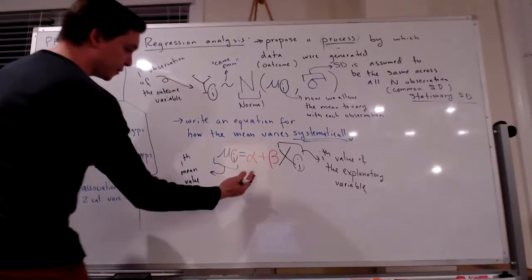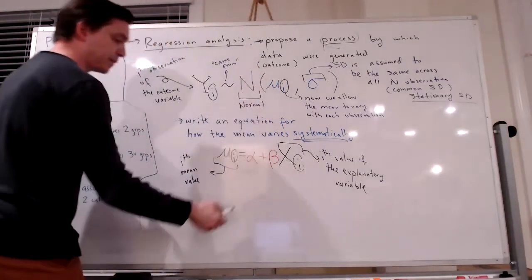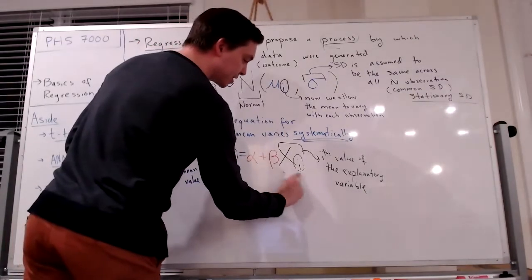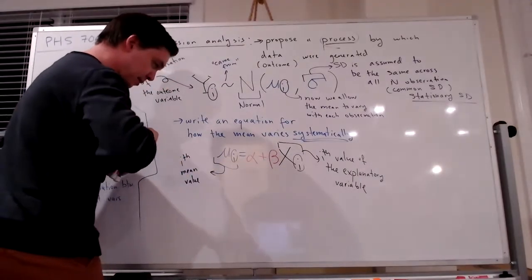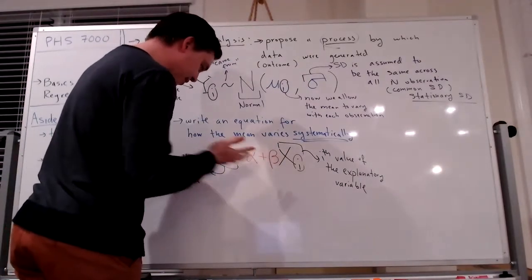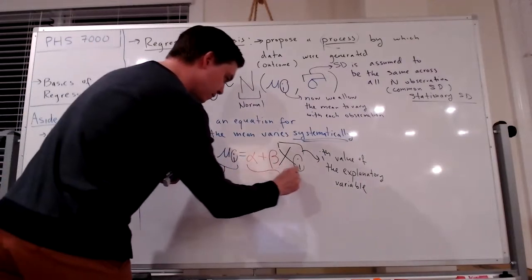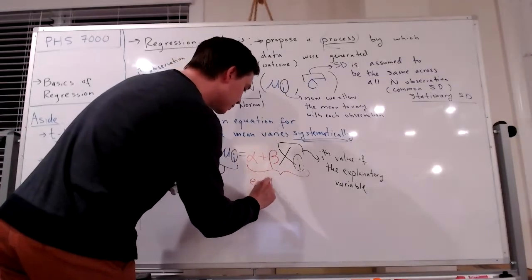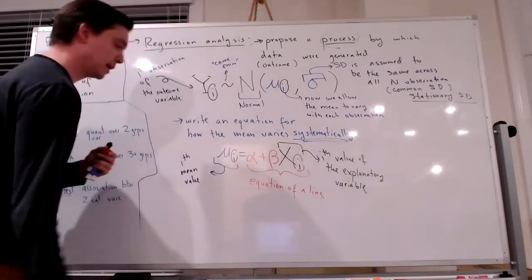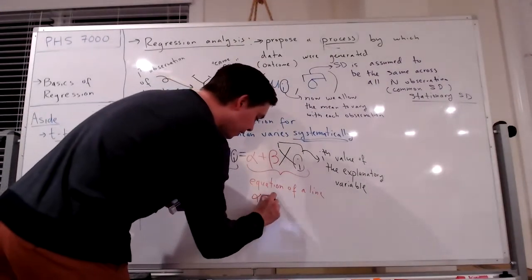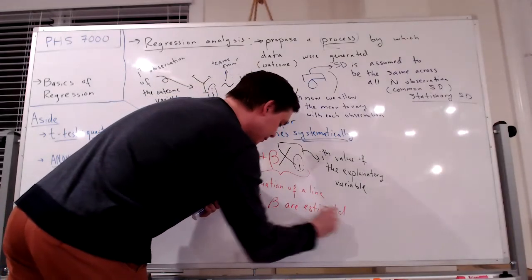So it is useful to read the board from the bottom to the top. We measure some explanatory variable, and using this equation, alpha plus beta x, of course, this is the equation of a line. Right? Equation of a line. And by the way, alpha and beta are estimated from the data.